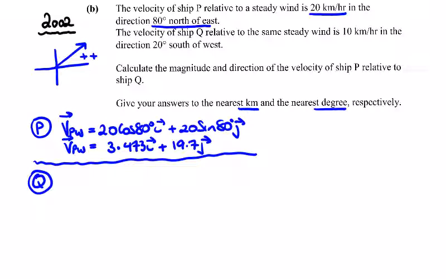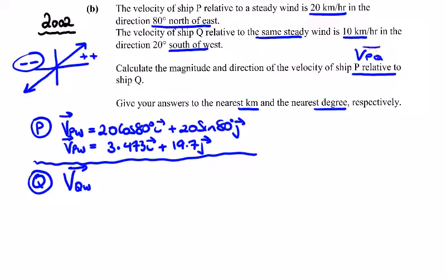Q relative to the same steady wind is 10 kilometers an hour south of west. South of west is going to be negative, down in that direction. So the velocity of Q relative to the same wind, and we're going to be asked here for the magnitude and direction of the velocity of ship P relative to Q. The velocity of P relative to Q. So let's have a look here.